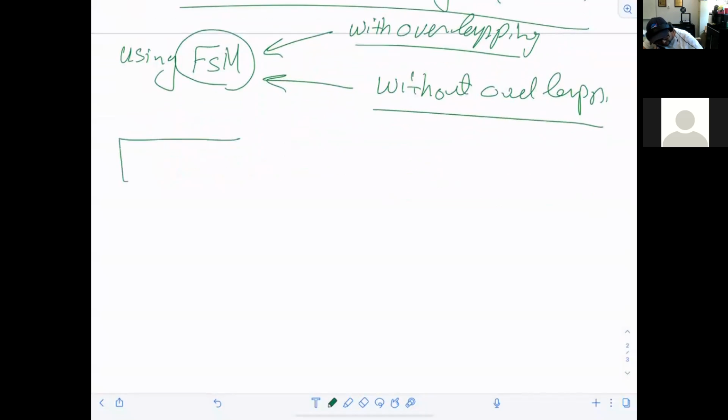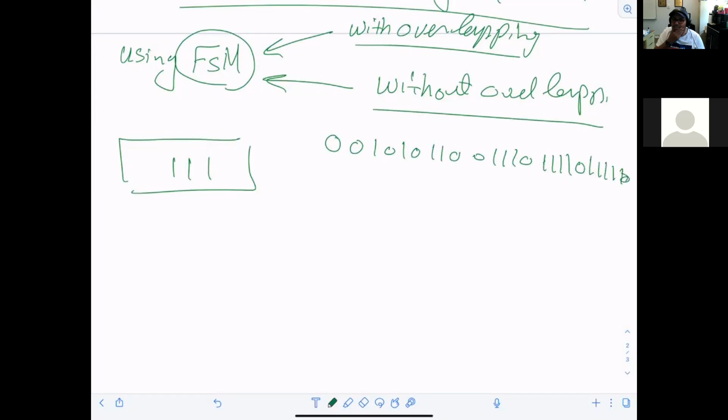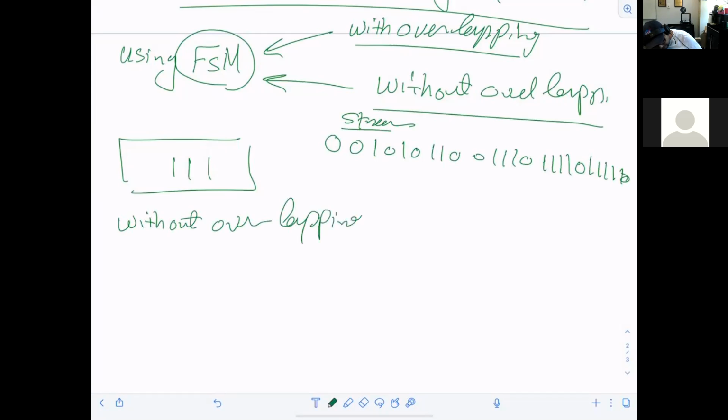Imagine that I have a pattern of 3 ones, 1 1 1, and I'm looking for this 1 1 1 in a big stream of data, which is a bunch of ones and zeros, like this stream: 0 0 1 0 1 1 1 1 1 1 1 0 1 1 1. So if I say without overlapping, I should have the following strategy.